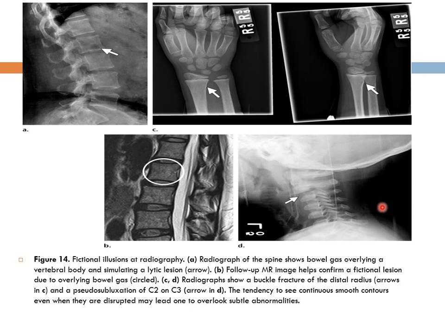For example, in the first one, this X-ray shows a lytic area, but when we do the MRI in B, it shows there's nothing. So this is an illusion formed by the bowel gas. In D, it appears like a pseudo subluxation, but actually there is no subluxation. And sometimes in C, you may miss it, but actually there's a buckle fracture in the distal radius. The problem is in our mind, because we want to see all these irregular lines as a straight line, so sometimes you will be mistaken by it.